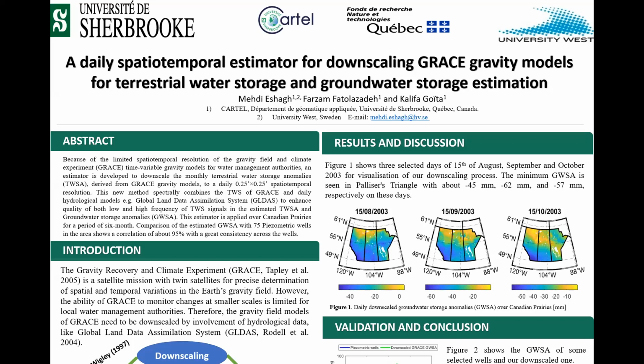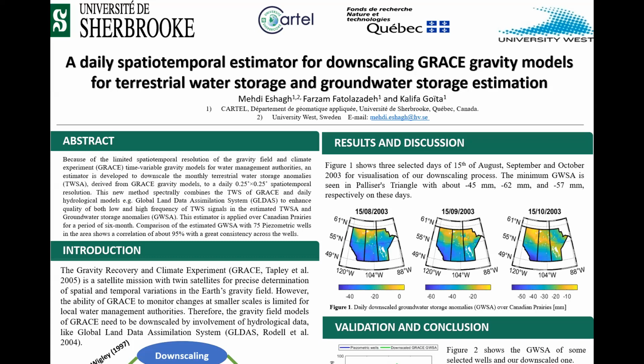Today I'm going to talk about the daily spatiotemporal estimator for downscaling GRACE gravity models for terrestrial water storage and groundwater storage estimation.